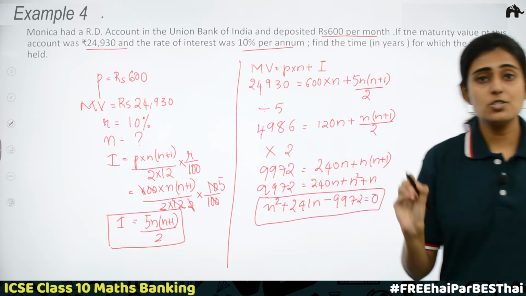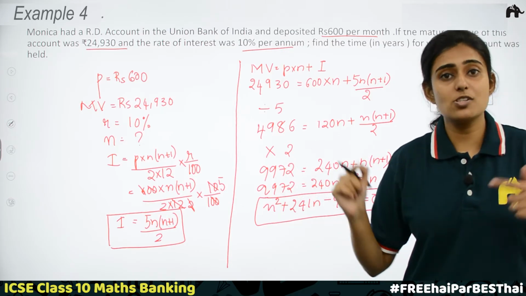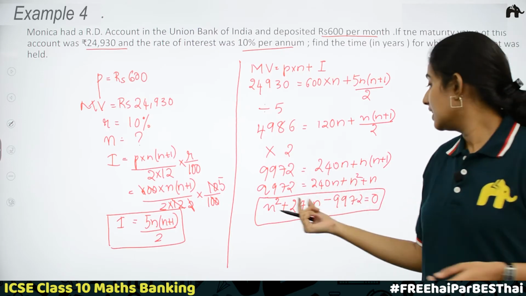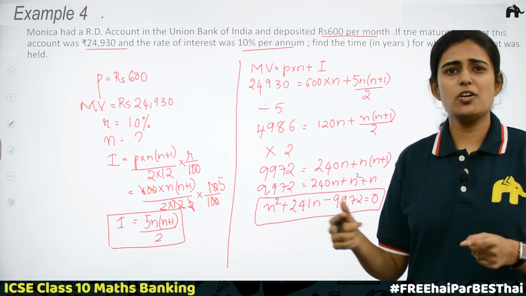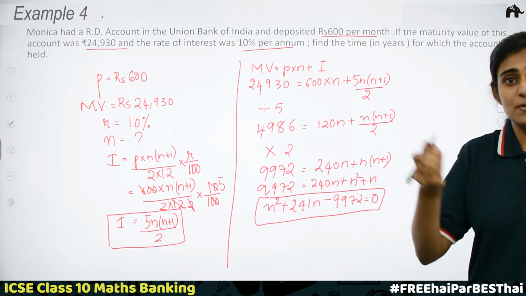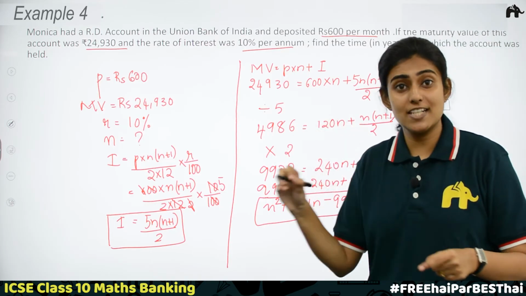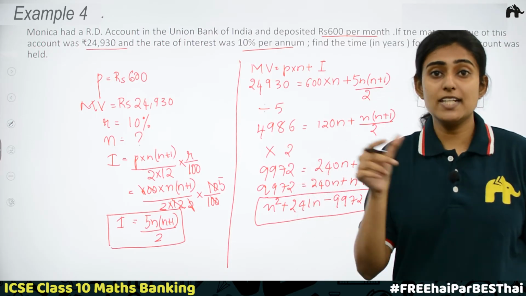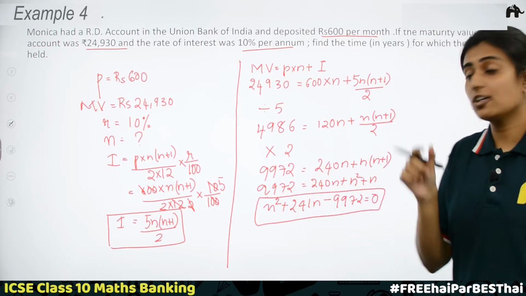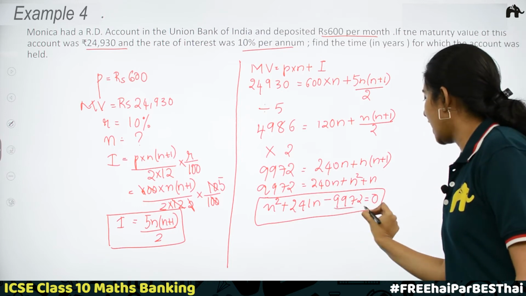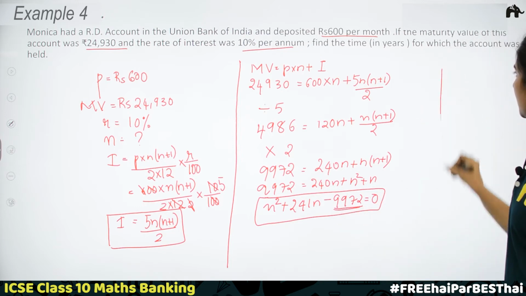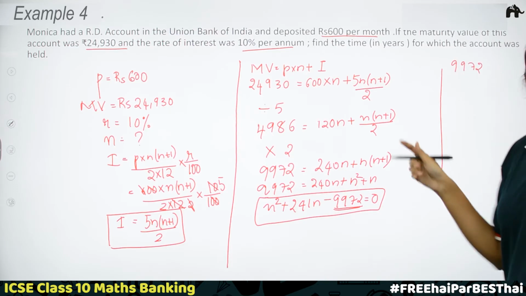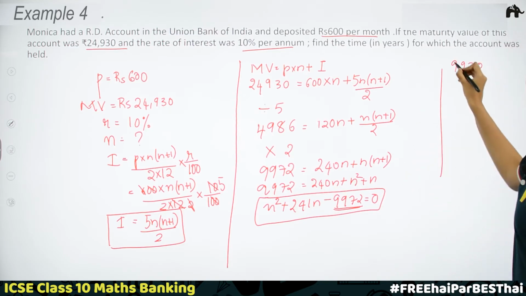Now, in order to get the value of n, you have to solve this quadratic equation. There are two methods. Either you can solve it by the splitting the middle term method, or you have a formula, that is minus b plus or minus root of b square minus 4ac divided by 2a. Both are correct. Now, let's try this using the splitting the middle term. For that, first we need to find what the factors are. That is, take this value 9,972. From this, we have to find what the factors are.